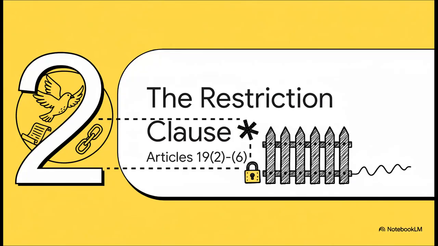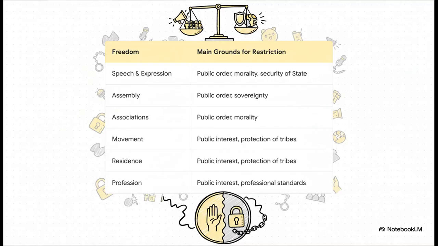Okay, but remember that asterisk I mentioned, the fine print? Well, this is it. This is where things get complicated. For every single one of those freedoms we just listed, the Constitution says, hold on a second, and introduces this idea of reasonable restrictions. And this really shows you how it works. It's like a 2-column ledger. On the left, you've got your freedom. On the right, you have the reasons the government can limit it.